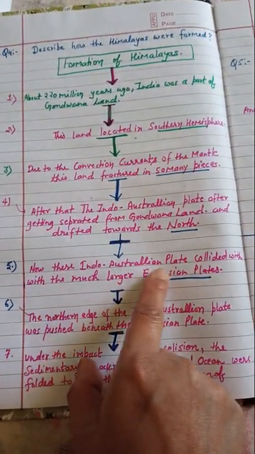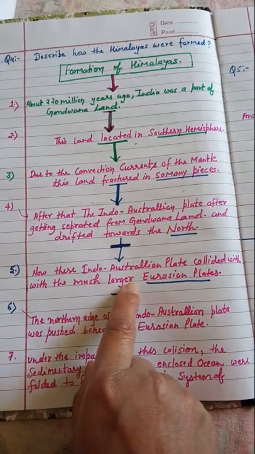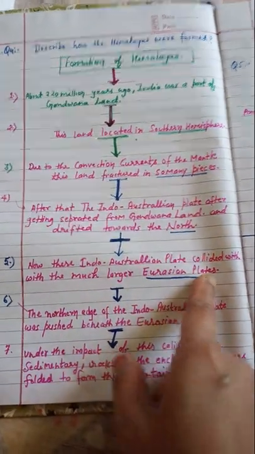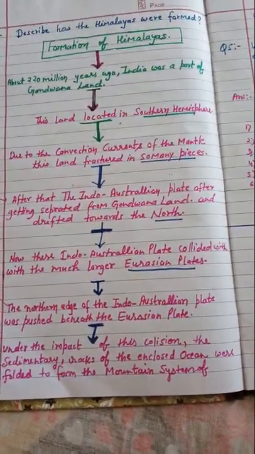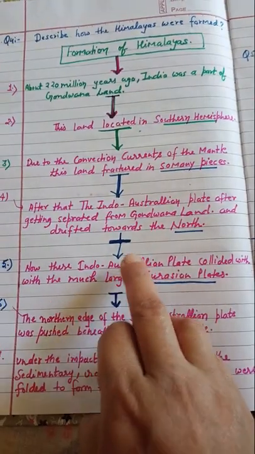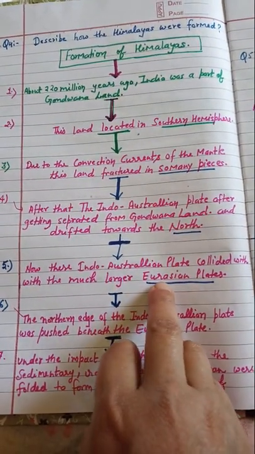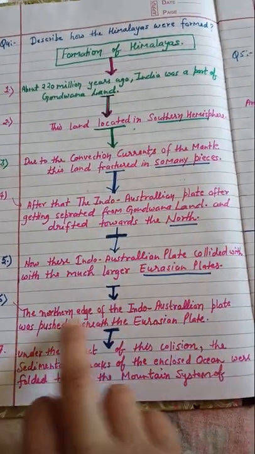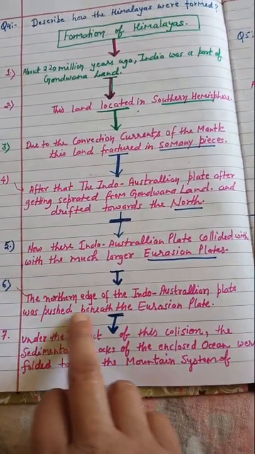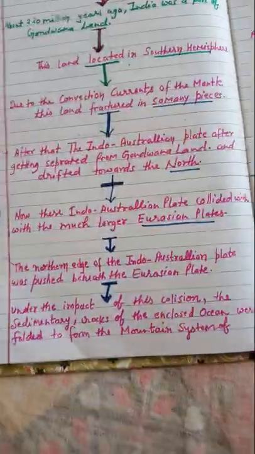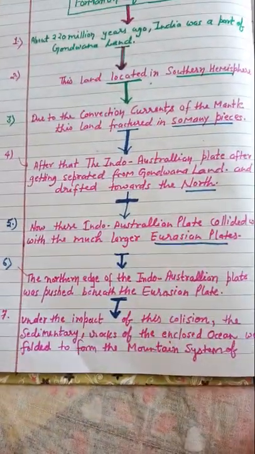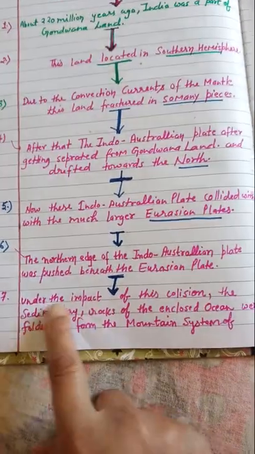Now, the Indo-Australian plate collided with the much larger Eurasian plate. What happened? When the Indo-Australian plate moved towards the north, it collided with the Eurasian plate, and then the northern edge of the Indo-Australian plate was pushed beneath the Eurasian plate.